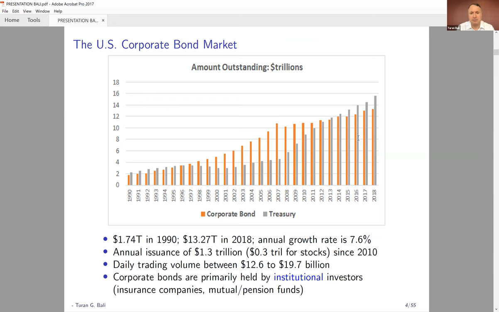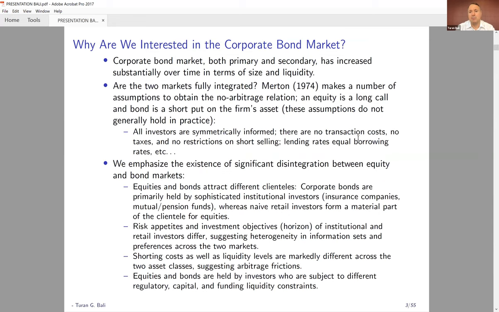So let me go back to the previous slide and explain why bond and equities should be investigated thoroughly, because some of us may think that these two markets are fully integrated and bond characteristics and stock characteristics may contain similar information, so that their predictive power shouldn't differ much in terms of predicting future stock returns or bond returns. So, based on Merton 1974, the seminal article in JF, who comes up with this no arbitrage relation for bonds and equities, we know an equity is a long call, bond is a short put on the firm's asset, but he makes a number of assumptions to generate that no arbitrage relation. And the hedge ratio breaks down.